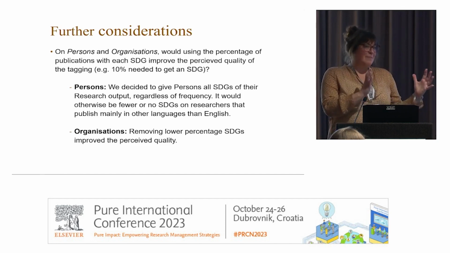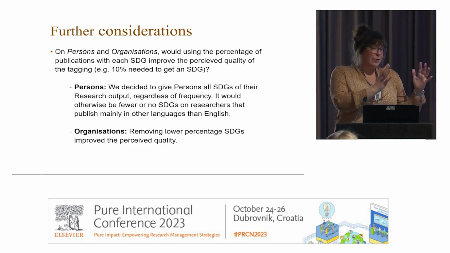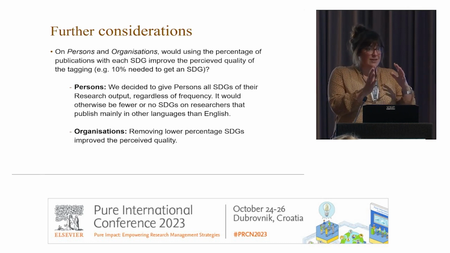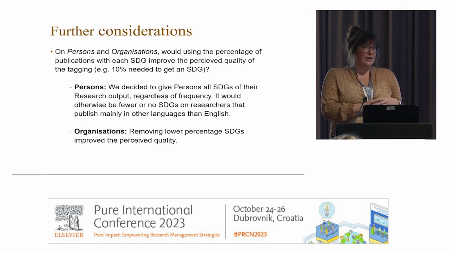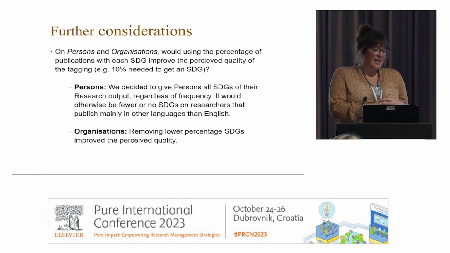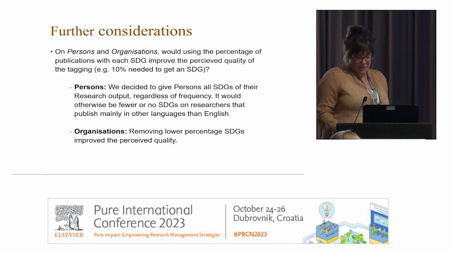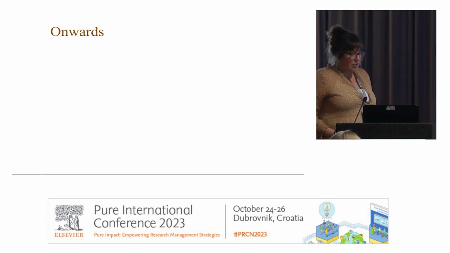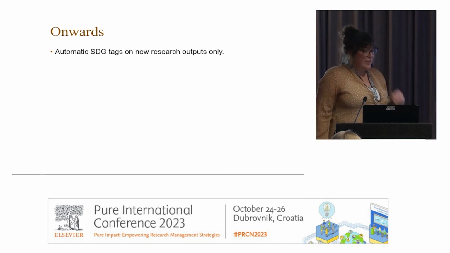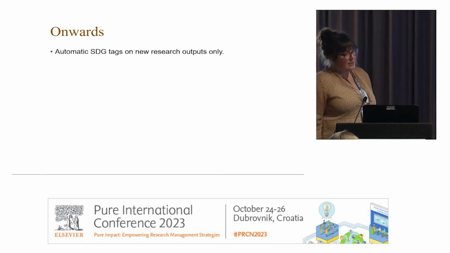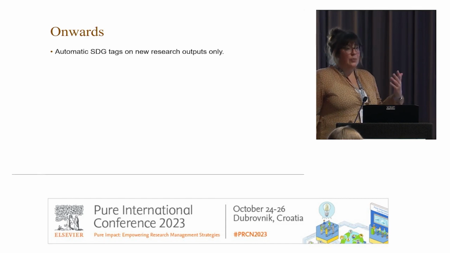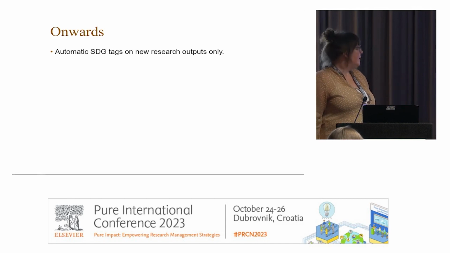So there were maybe 3 or 4 that got like 35% or 20% of the publications, and then there were less than 1%, and then we removed them from the organizational profile. So onwards, we're going to keep on doing the automatic SDG tagging on new research output, and we are using the lessons that we learned while cleaning the data.